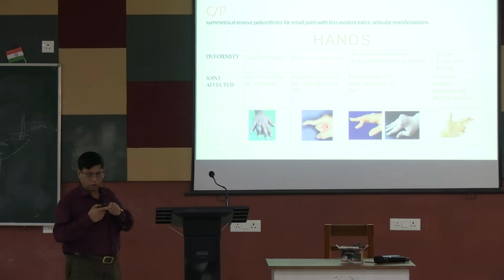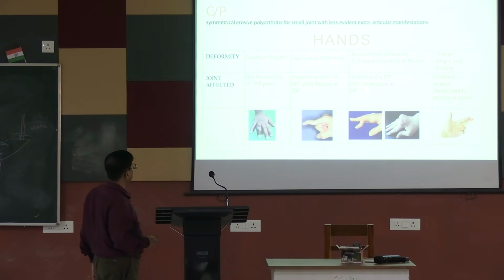The question may come to your mind, sir, why is the distal interphalangeal joint deformed? Because it is due to the pulling of the tendon, not due to direct arthritis. I have told you that the distal interphalangeal joint is never involved, but this is due to the tendon pulling, not due to the direct arthritis.